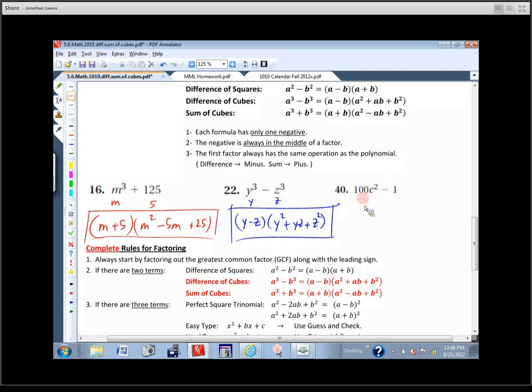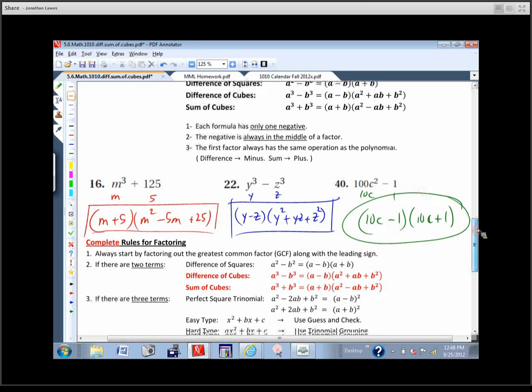Difference of squares. Perfect square of 10c, perfect square of 1. So I write down the 10c and the 1 with a minus, same operation here. And then the other one, got to be all positive. So I write down the 10c plus 1 over here, and that right there is the answer. Okay, are there any questions?